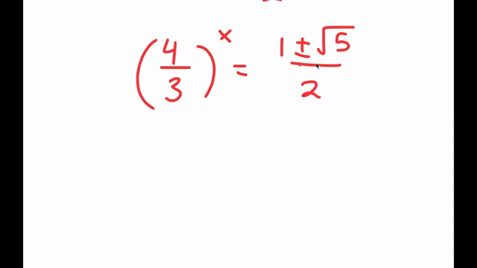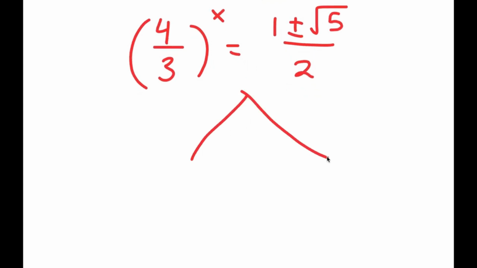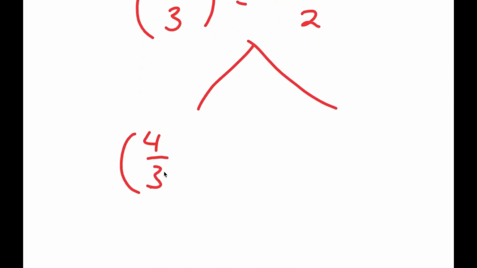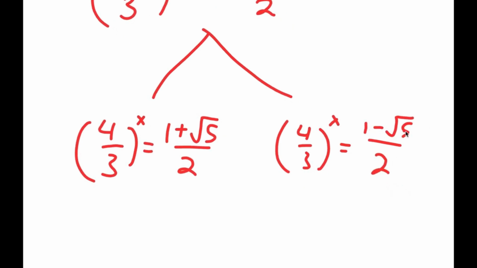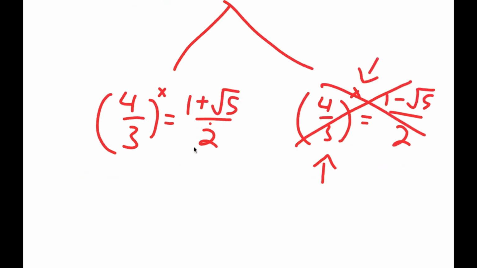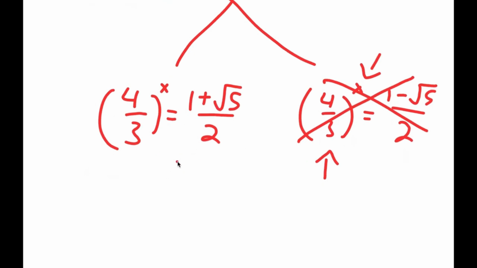Now, this gives me two equations. I get 4 over 3 to the power of x is equal to 1 plus the square root of 5 over 2. And I get 4 over 3 to the power of x is equal to 1 minus the square root of 5 over 2. Now 1 minus the square root of 5, that's going to be a negative number. And notice how this is a positive number to some power. Well, you can't take the power of a positive number and make it equal negative, meaning there's no solution to this equation, and all that's left is this equation.